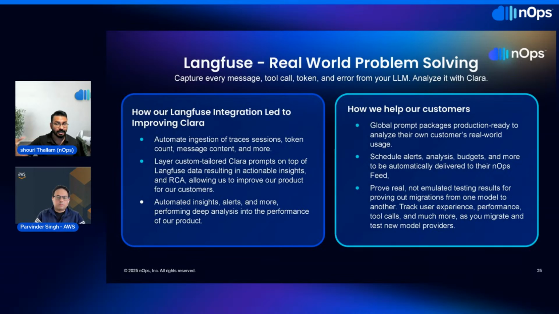And on top, we layer Clara, which is like actionable insights automation, right? So anomalies, RCAs, regression alerts, and model drifts can also be tracked in a very quick summary fashion. And this means that you can actually get your global and production ready packages to analyze your workloads or your errors in a quick fashion.